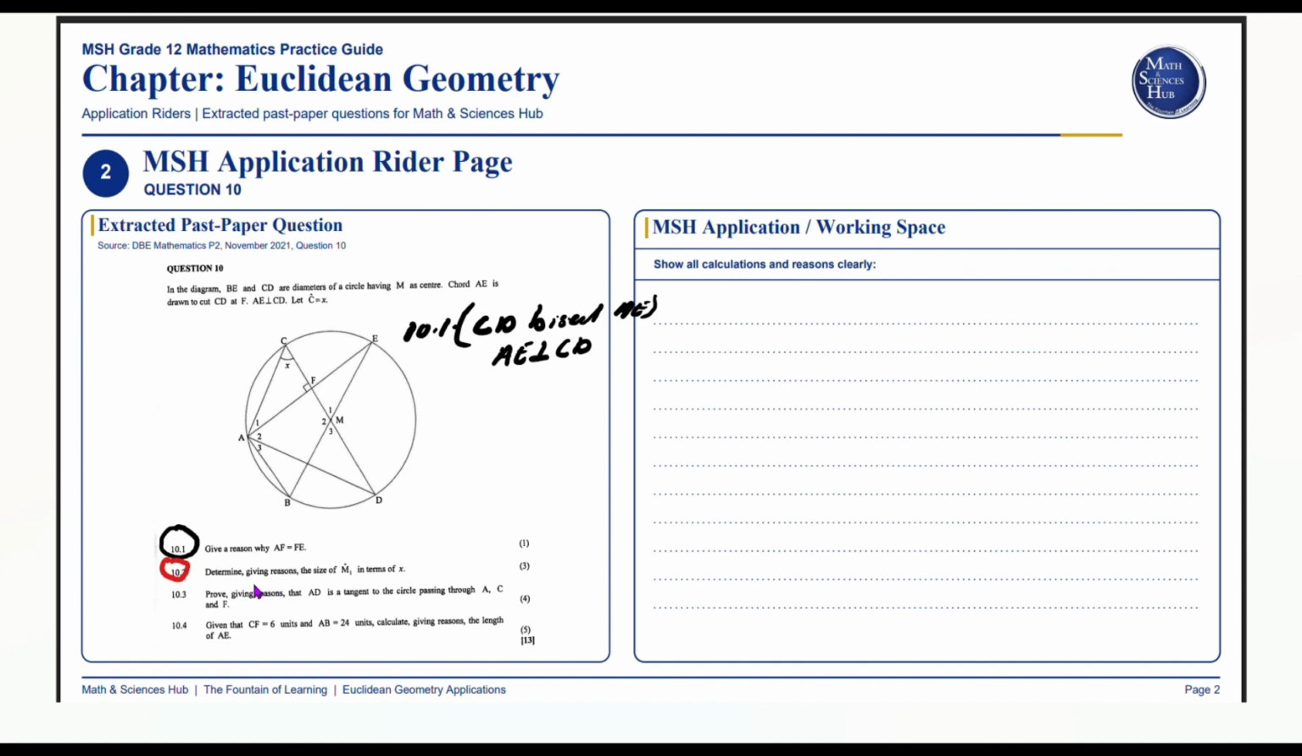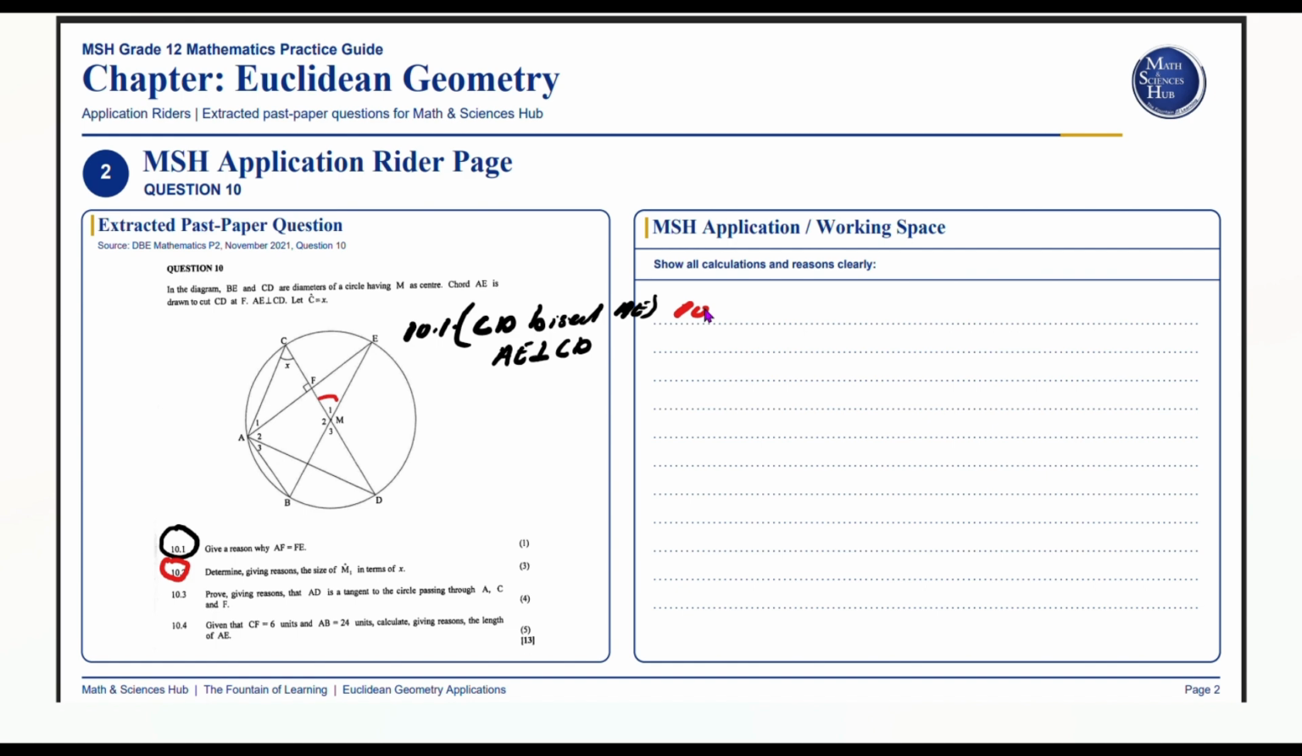10.2 says determine, giving reasons, the size of angle M in terms of X. We can see angle M1 there, sorry, I said angle M, so that is angle M1, and then that is X. So we need to give the size of angle M1 in terms of X. What we are going to do here is establish the angle that we can use to determine angle M1, which is related to angle X.